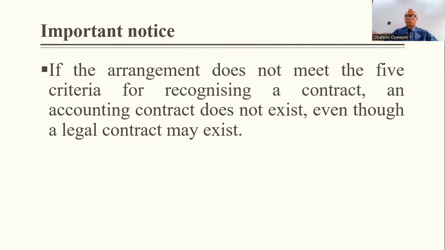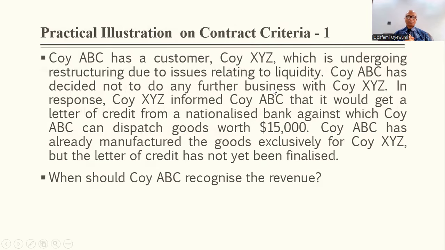So even if there's a legal contract on paper and all these arrangements are not there, then that means that something is not correct and it will not stand under IFRS 15 as a contract, and will not be recognized as a contract. Let's look at this particular illustration. Follow, please.